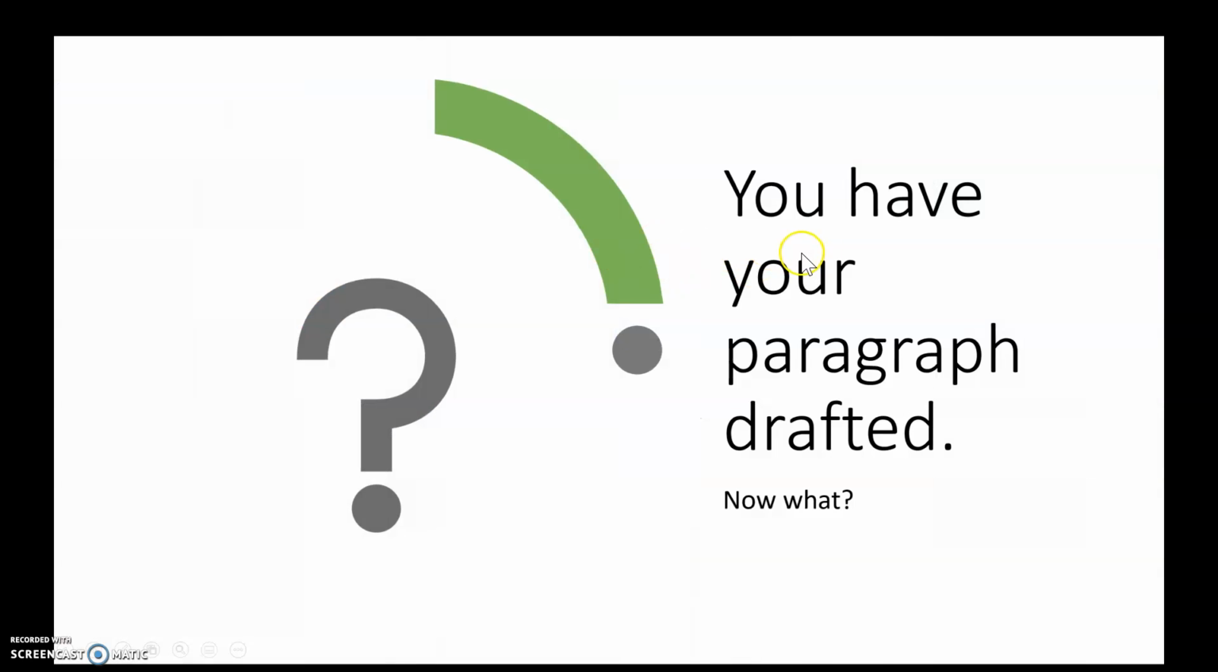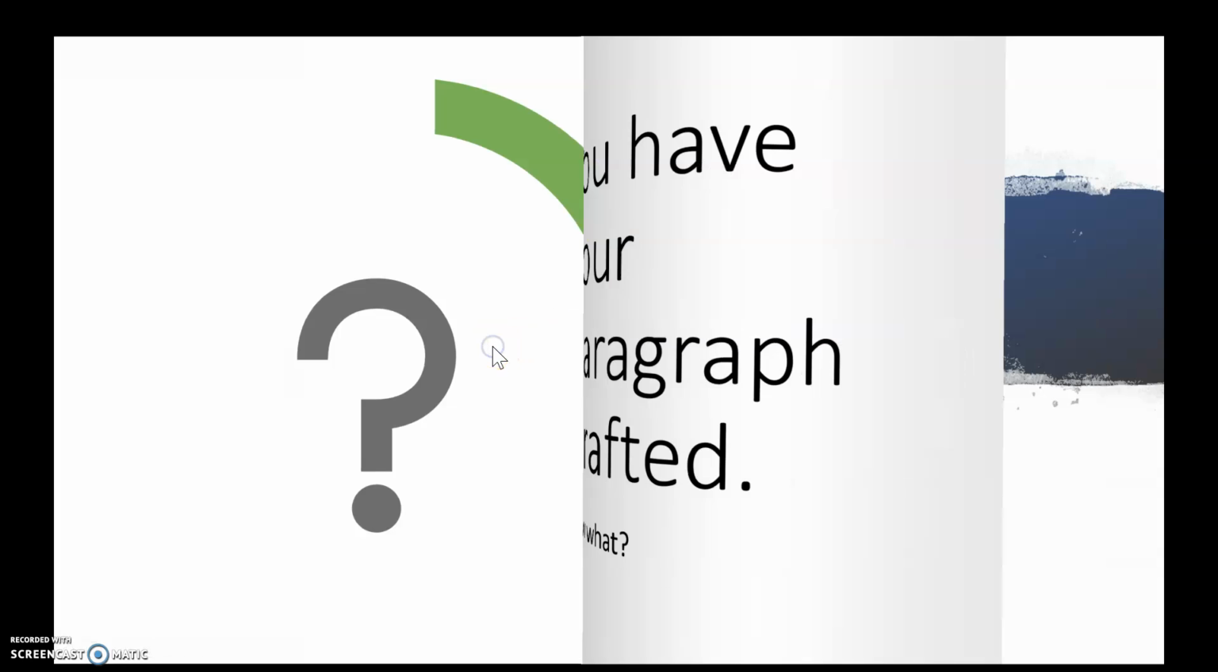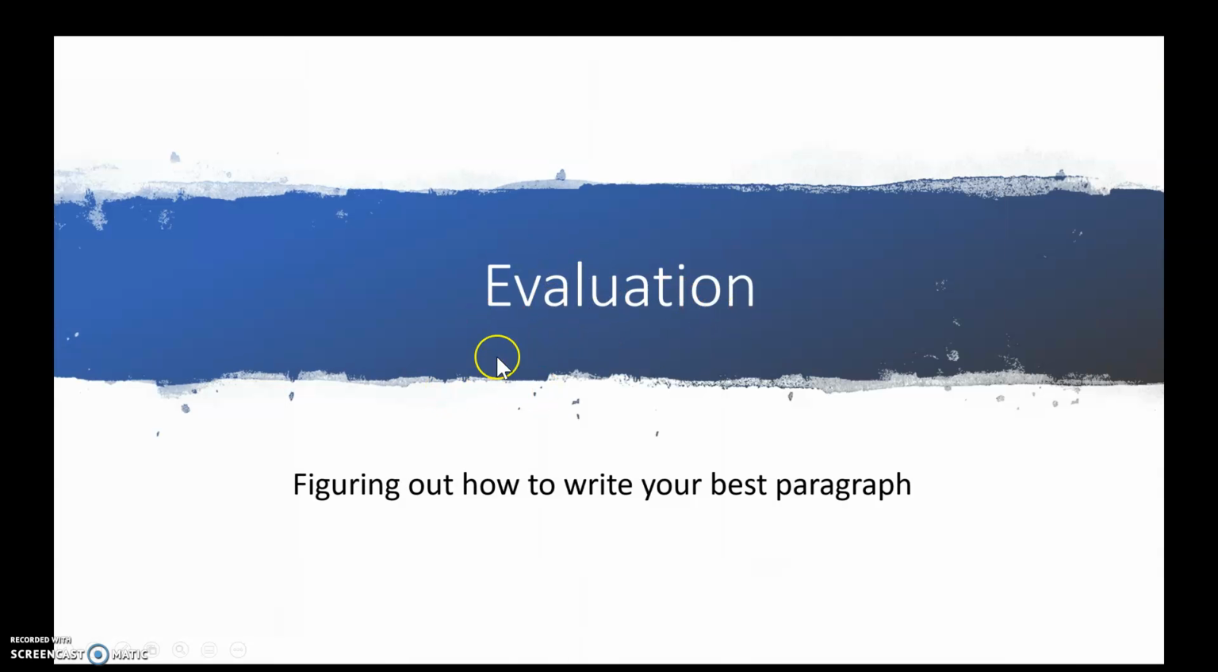So you have your paragraph drafted. Now what do you do with it? Well, the first thing you're going to want to do is evaluate it. The evaluation step is about figuring out how to write the best kind of paragraph that you can.